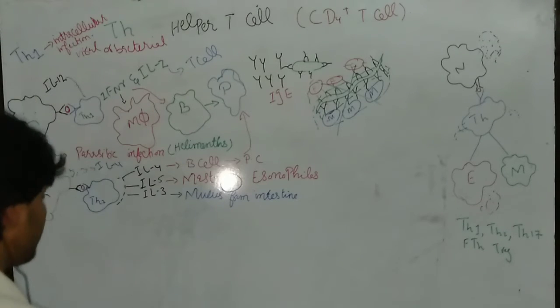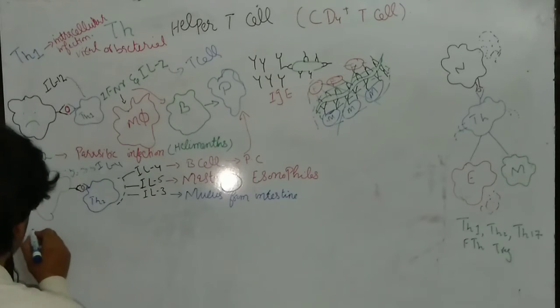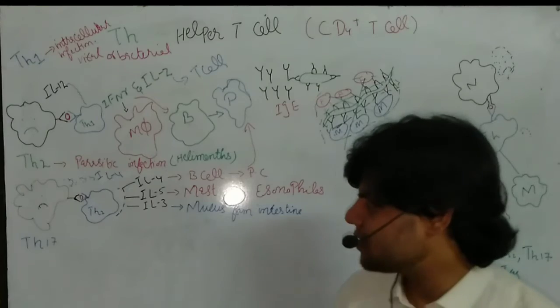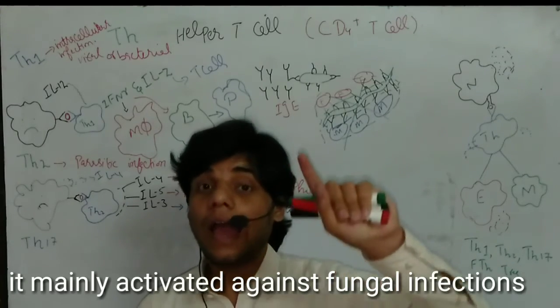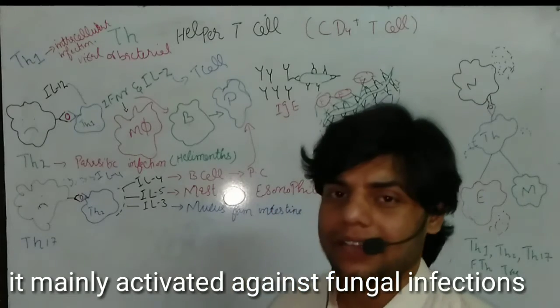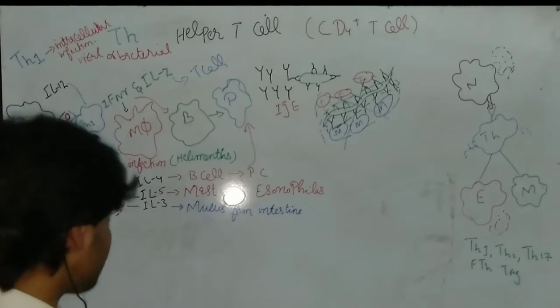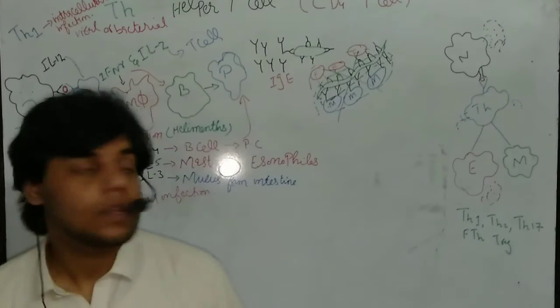Now let's talk about helper T cell 17. This helper T cell 17 is activated when there is an extracellular infection, like a bacterial or viral extracellular infection. At that time helper T cell 17 will be activated. So let me write infection.